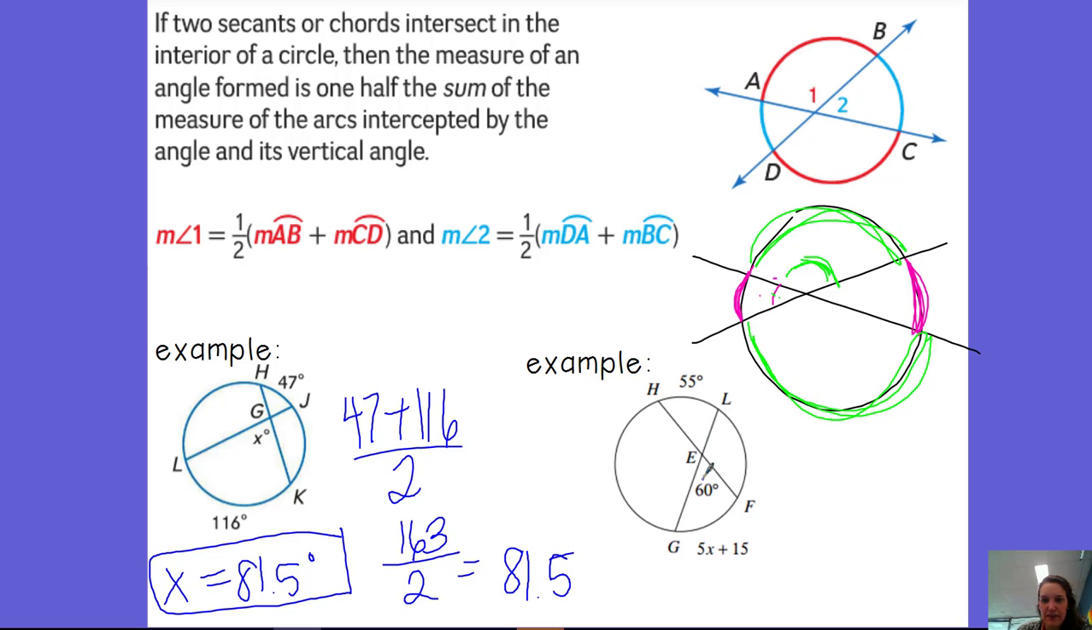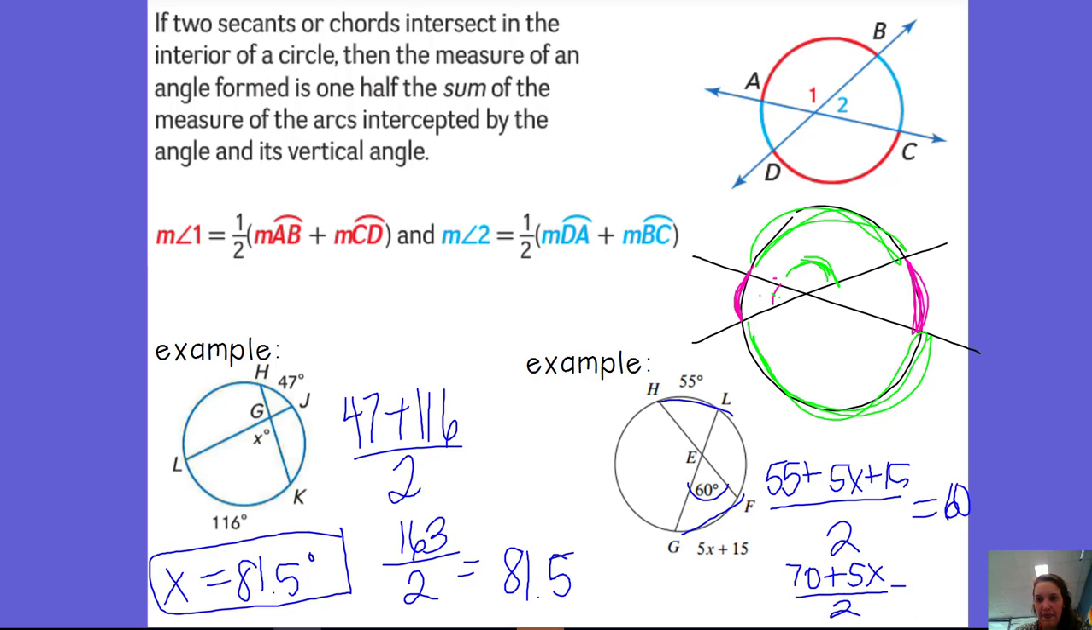In our second example, one of my arcs is 55 degrees and one of my arcs is 5x plus 15. So I'm going to add those 2 arcs together, 55 plus 5x plus 15, divide it by 2, and then that's going to be equal to this angle, 60. So 55 plus 15 would be 70, plus 5x, divided by 2 equals 60.